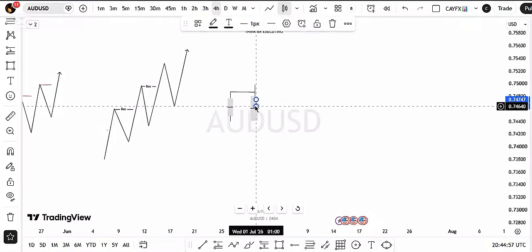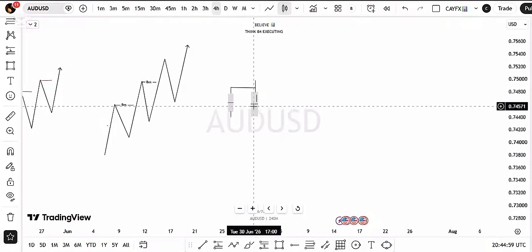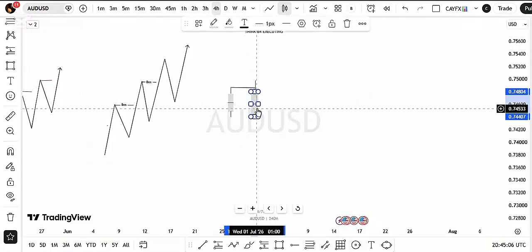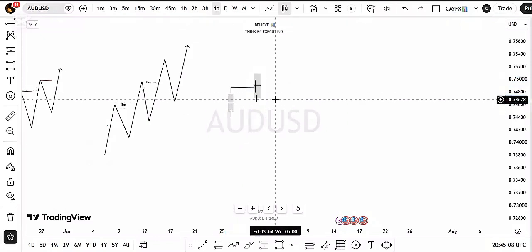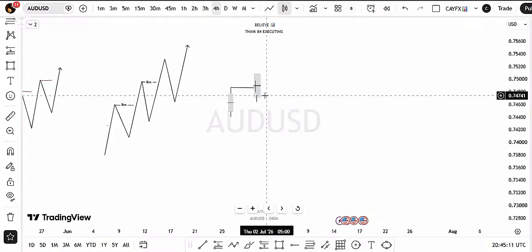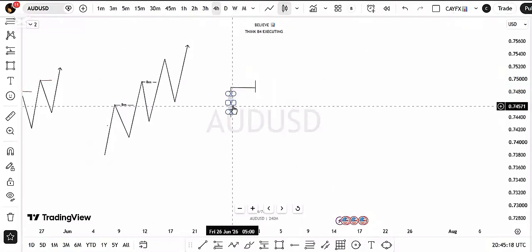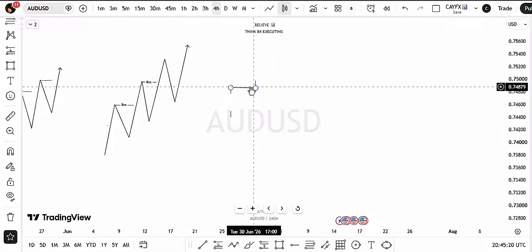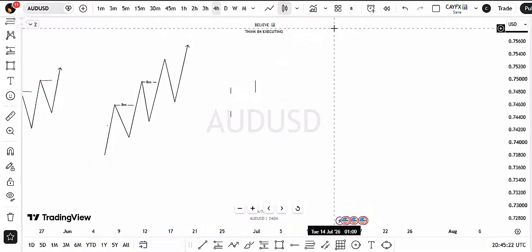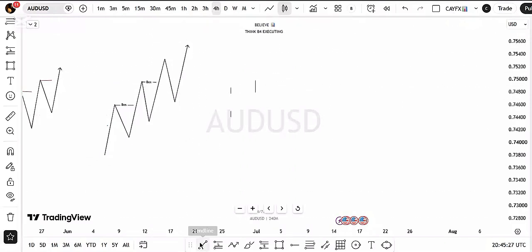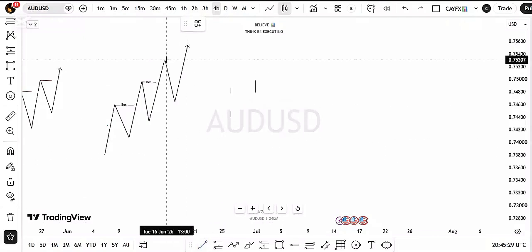For it to become a valid break of structure, it must break this recent high with what? With a body candle. A body candle like this. I get to my point. With a body candle like this, for it to be called a valid break of structure. Now, this is a swing high.